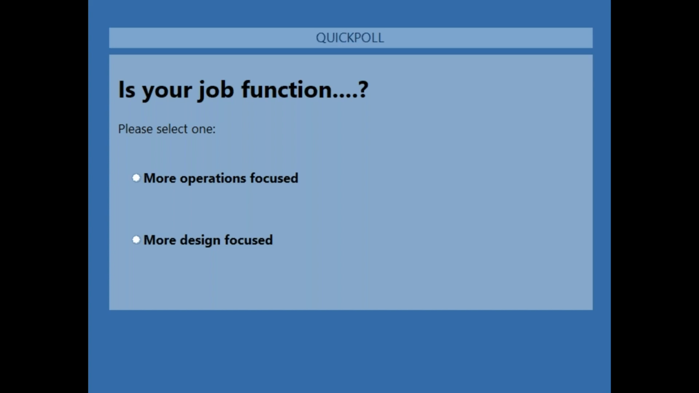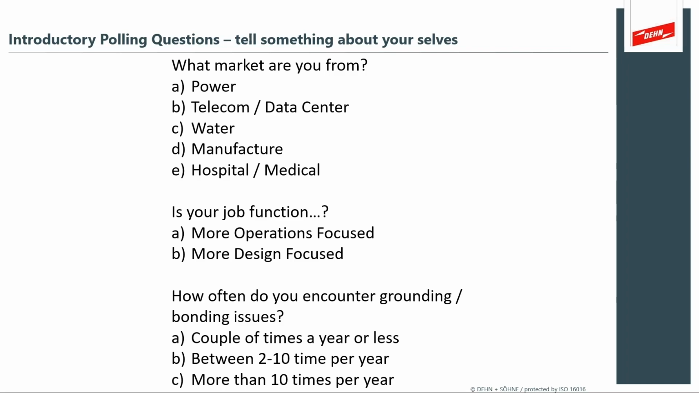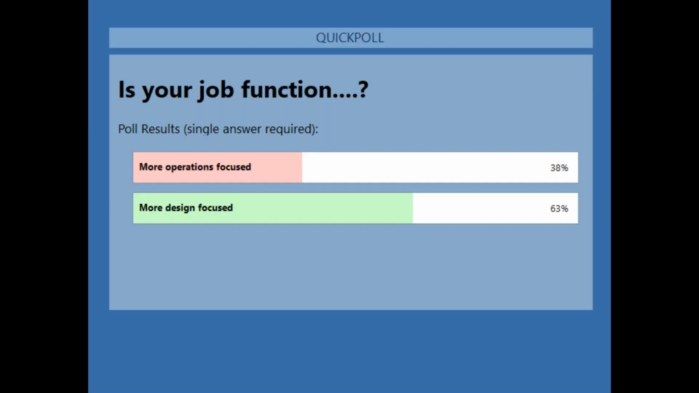I just want to understand, are you more focused towards the operation side of your facility, or are you more of a designer, product design or facility design, side of your particular work focus? This will help us understand whether to take a more practical or more design-related approach to questions. We've reached our quorum and the results. Okay, a little bit of a split, but we've got a good field of designers who might be able to benefit from more theoretical design-type discussions. Appreciate that.